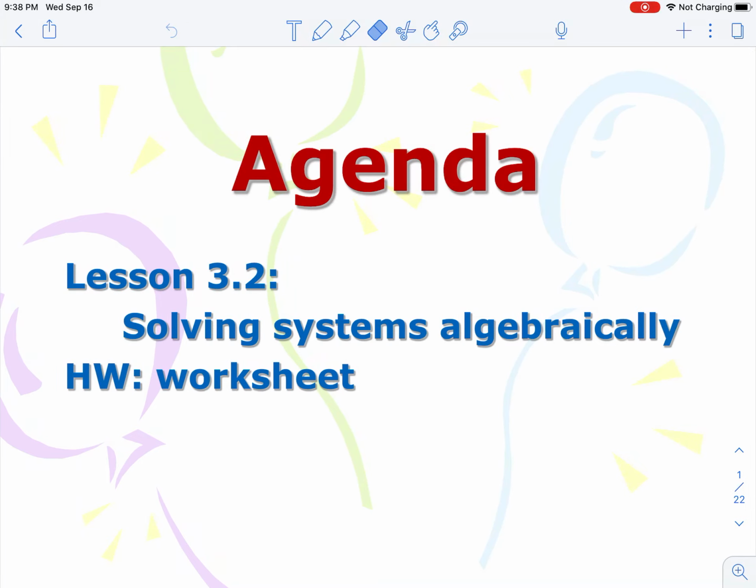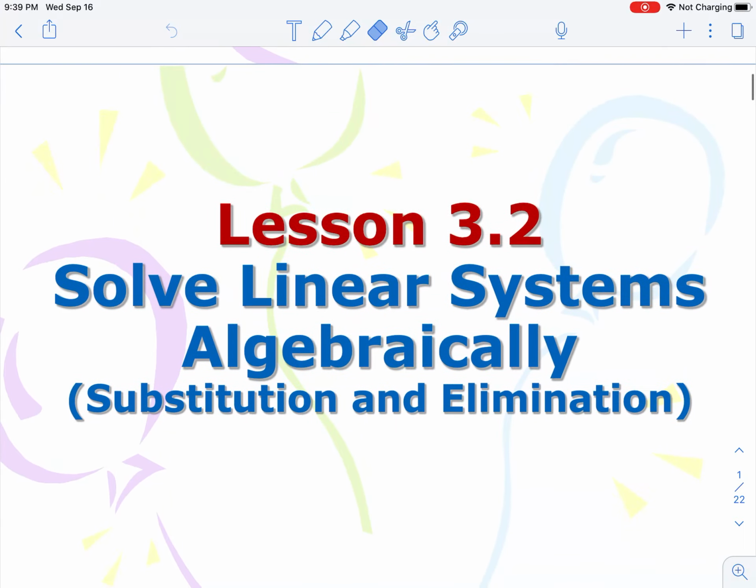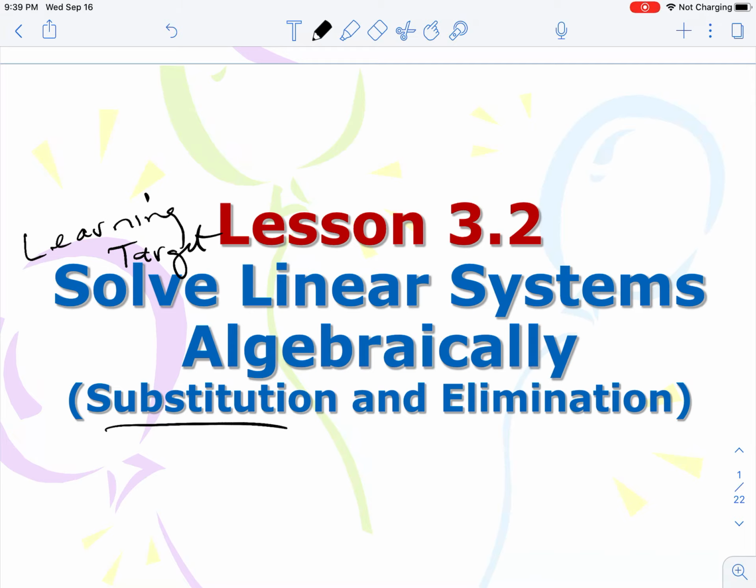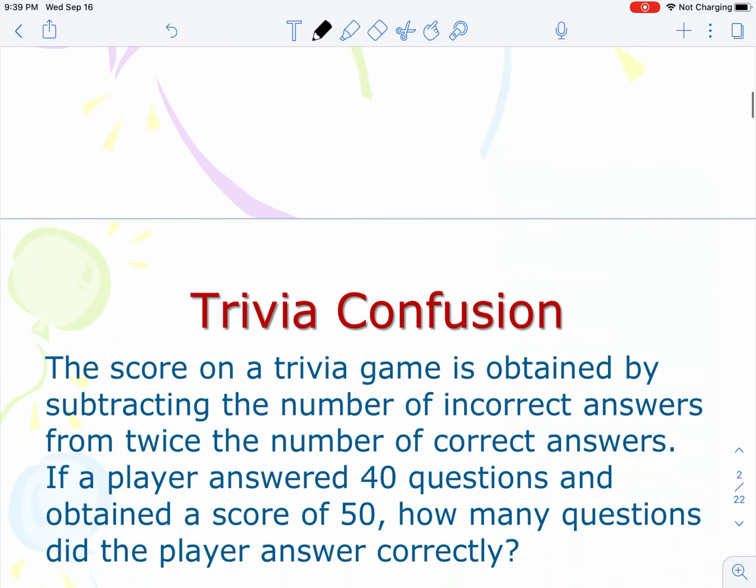We're going to work on some deep concepts in algebra today, and they're a continuation of really solving equations. We've done it by graphing. Now we're going to do it using algebra. So our learning target for today is we're going to solve a system of two equations with two variables algebraically. And we're going to use these two methods, substitution and elimination.